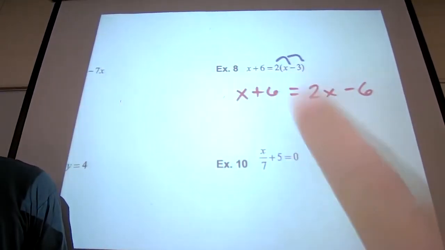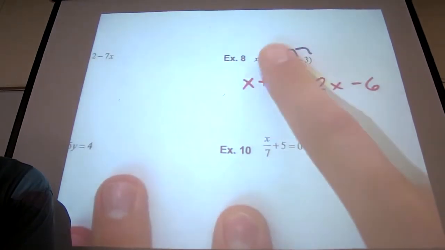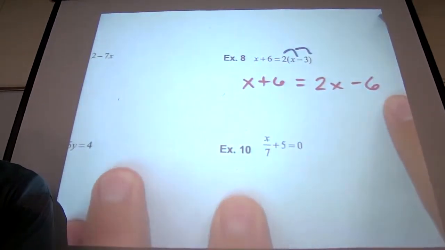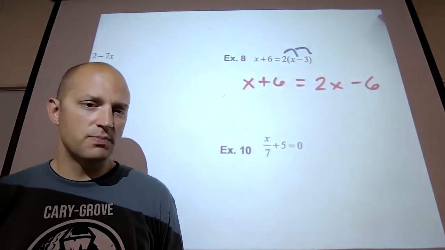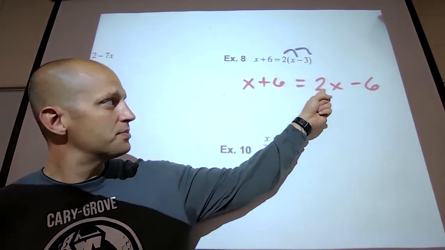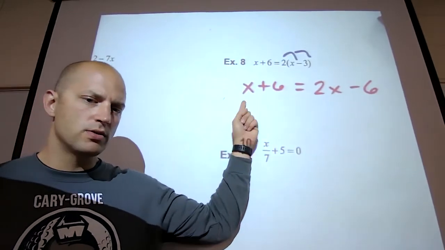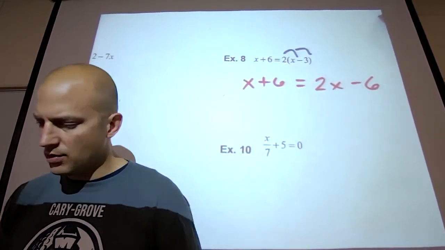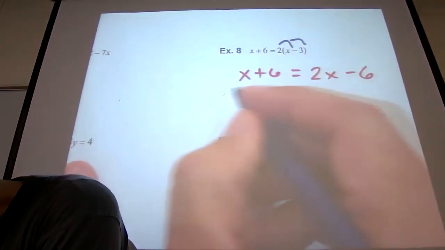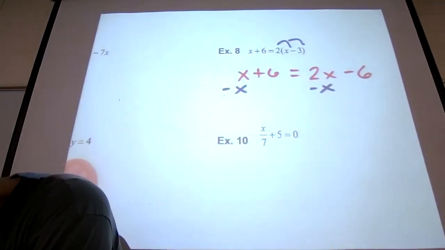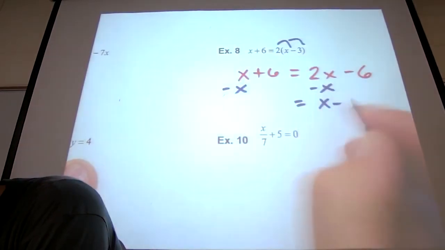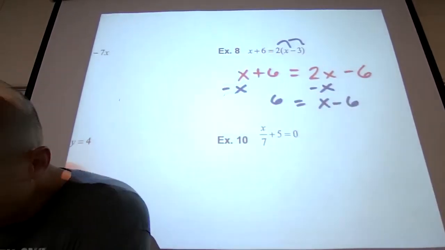All right, so 2 times x is 2x. 2 times -3 is -6. Okay? So this is where we want to get those x's back on the same side. You can subtract the 2x over, or you can subtract the x over, kind of whatever you want to do. I'm going to do this. So I get x minus 6 here and equals 6.